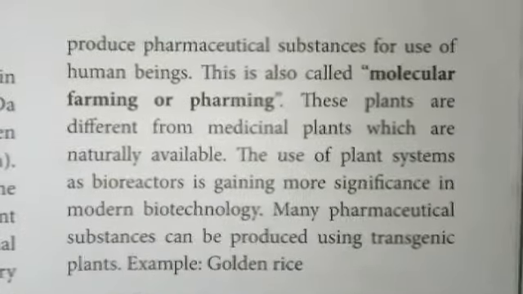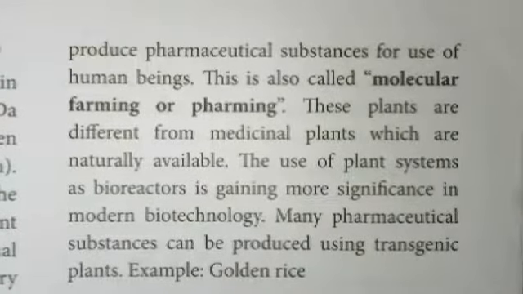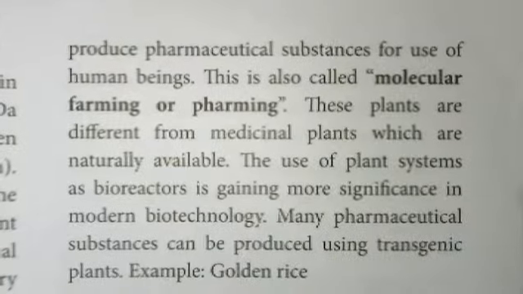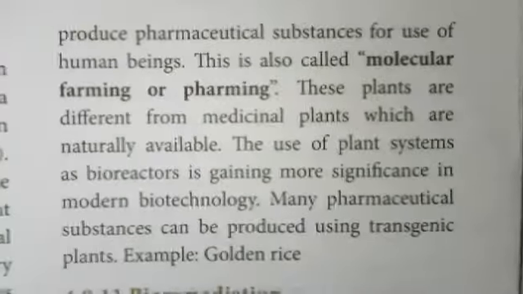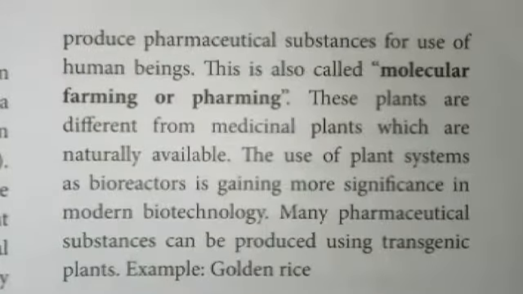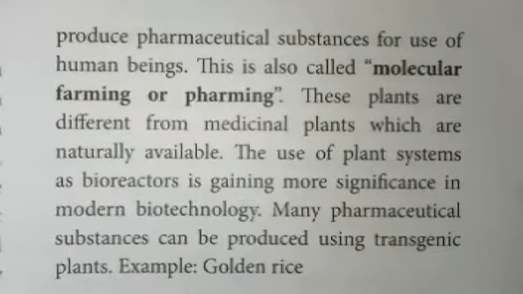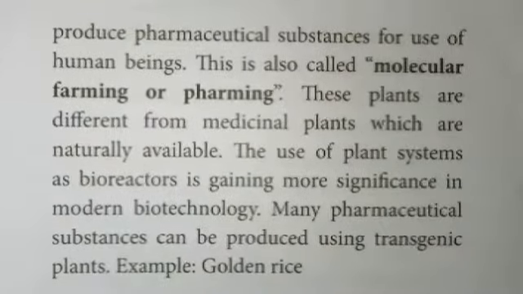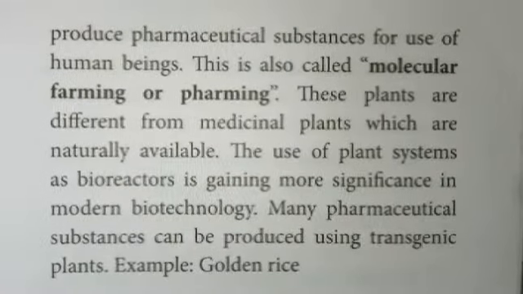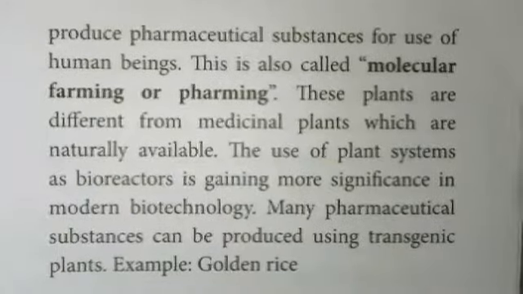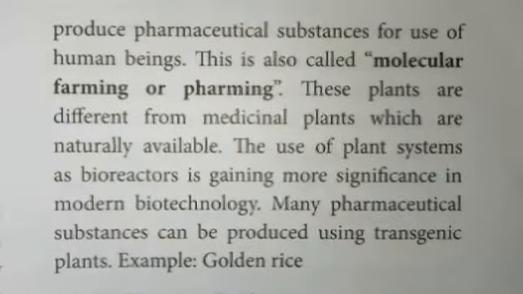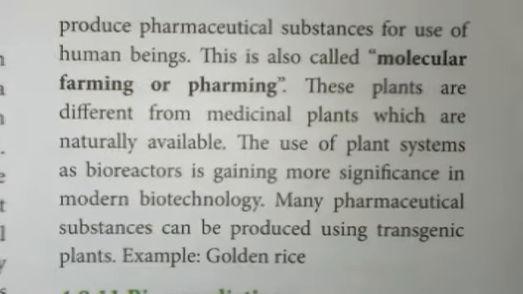These plants are different from medicinal plants which are naturally available. So the plants which are genetically modified for the purpose of medicine are called molecular farming or pharming. These plants are different from the natural medicinal plant. The use of plant systems as bioreactors is gaining more significance in modern biotechnology. Many pharmaceutical substances can be produced using transgenic plants, for example golden rice.